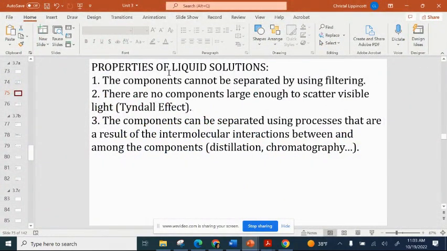In order to separate two liquids that are in a solution, you would need to do one of two things. Well, there's probably a couple other things, but these are the ones that we're going to talk about. You can end up using distillation.